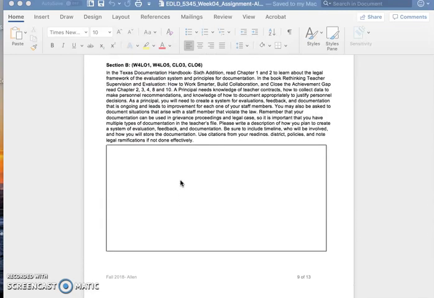Part B is where you're going to look at the Texas Documentation Handbook. You've got a couple of chapters to read there. You've got several chapters to read within Rethinking Teacher Supervision and Evaluation. So look over that. Rethinking Teacher Supervision and Evaluation pretty much lays out a nice plan for teacher evaluation, so that should definitely help you with this assignment.